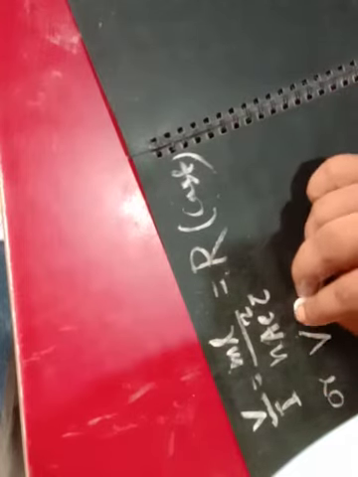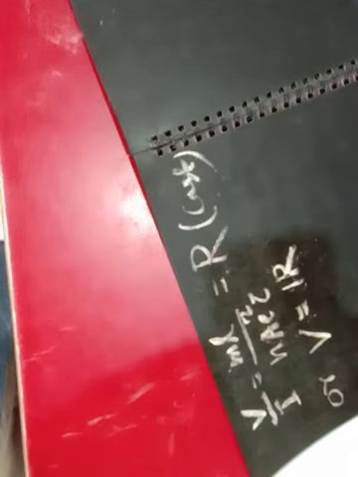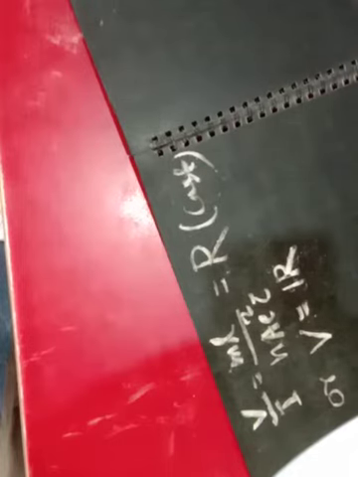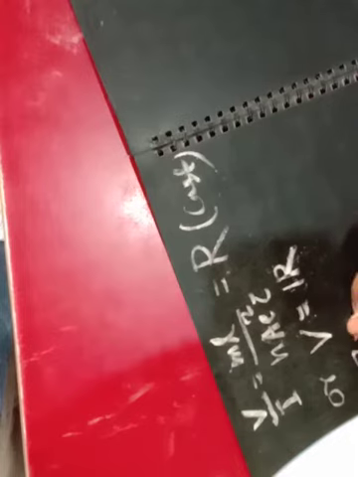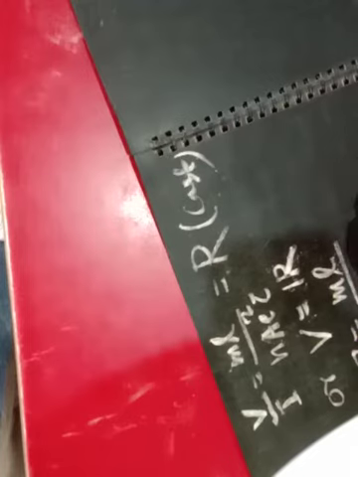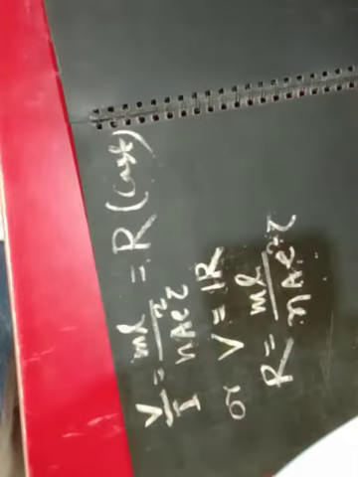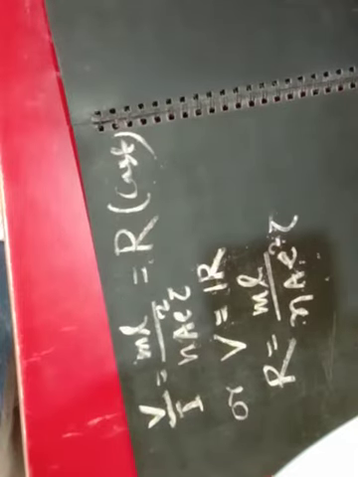or V equal to IR, which is Ohm's law. We are getting Ohm's law, and here you are finding R equal to ml by n A e square into relaxation time. You have to remember this expression, the expression for R. Clear? This is the resistance.